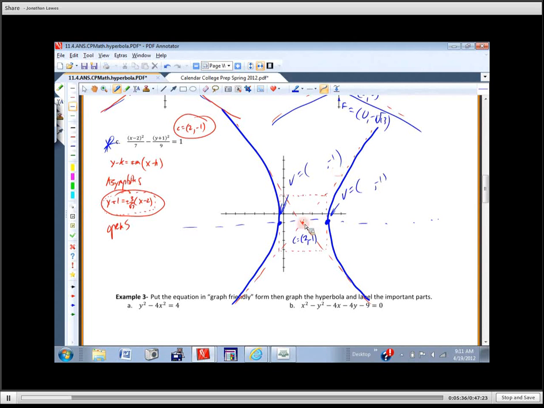Now, we were at 2, and we went forward, how far? Square root of 7. So this is going to be 2 plus radical 7. We were at 2, and then we backed up that same amount, so this is going to be 2 minus radical 7.